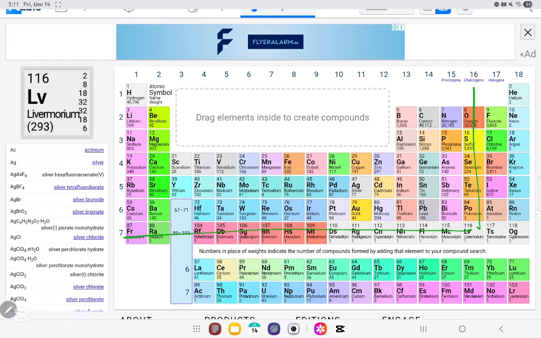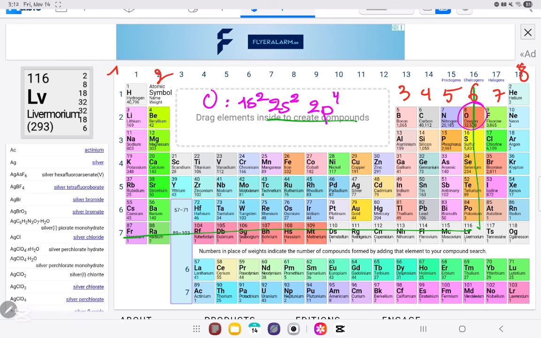Now something you need to know is that for any group, 1 or 2 or 3 or up to 8, in order to find out the valence shell configuration, you just need to do the configuration of the top element in the group. For example, we want to do group 6. I will take oxygen. What's the electron configuration of oxygen? It's 1s2, 2s2, 2p4. Now, I know that in oxygen, my valence shell is the last shell, which is 2s2p. This is the shell that contains my valence electrons.